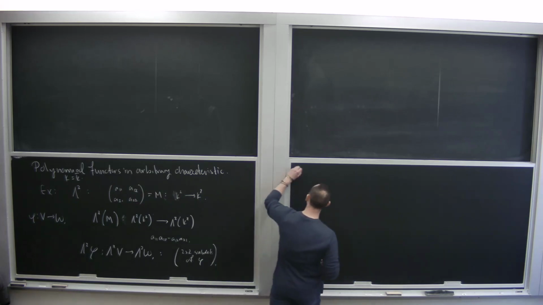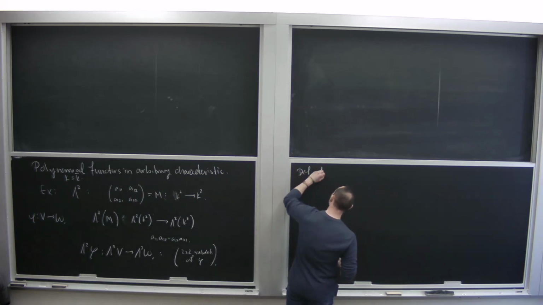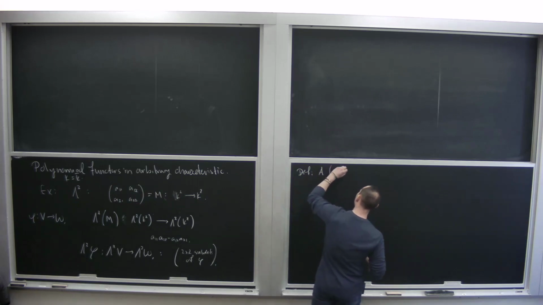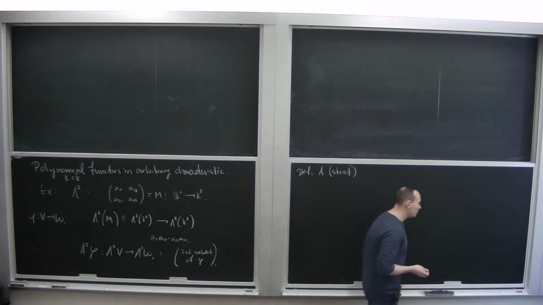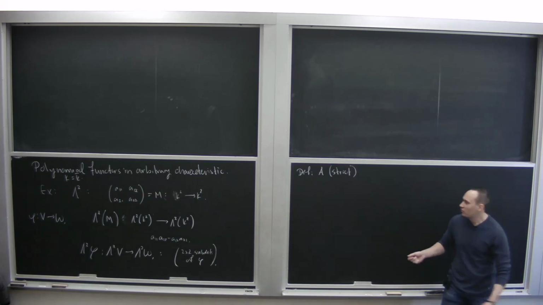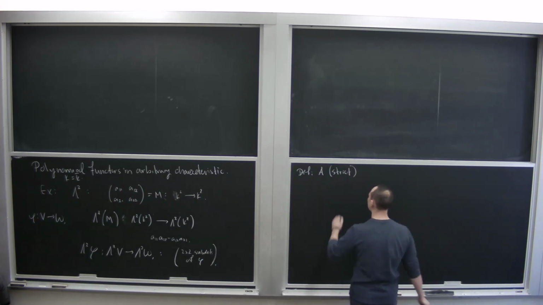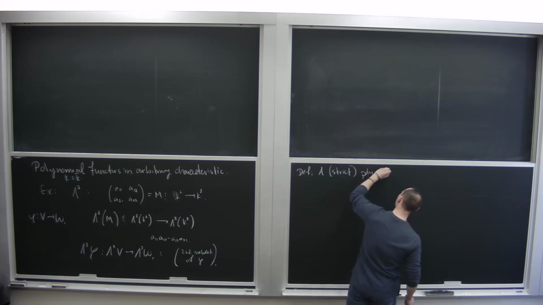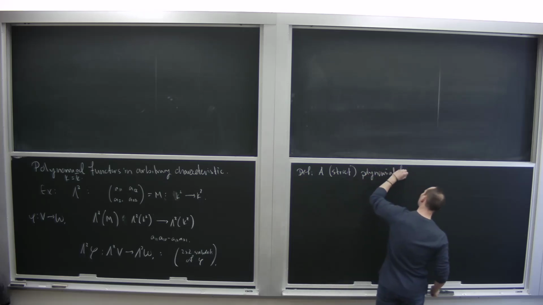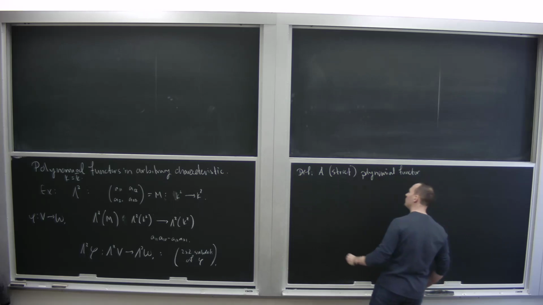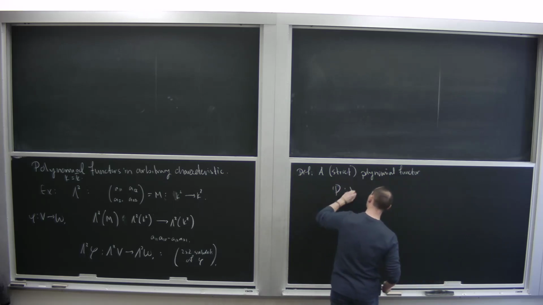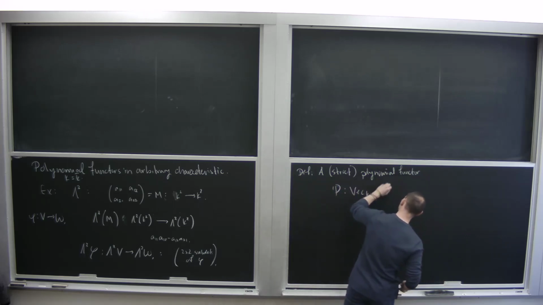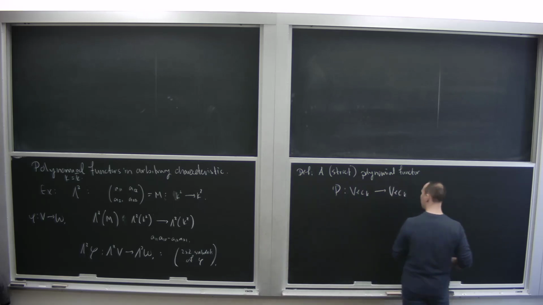And so, definition, and I'm going to put in parentheses here "strict", but you can ignore this. Just in case some people were already experts, I should put this to be technically correct. So a strict polynomial functor, or just a polynomial functor, is a functor on the category of vector spaces. So it goes from vector spaces over K back to vector spaces over K.